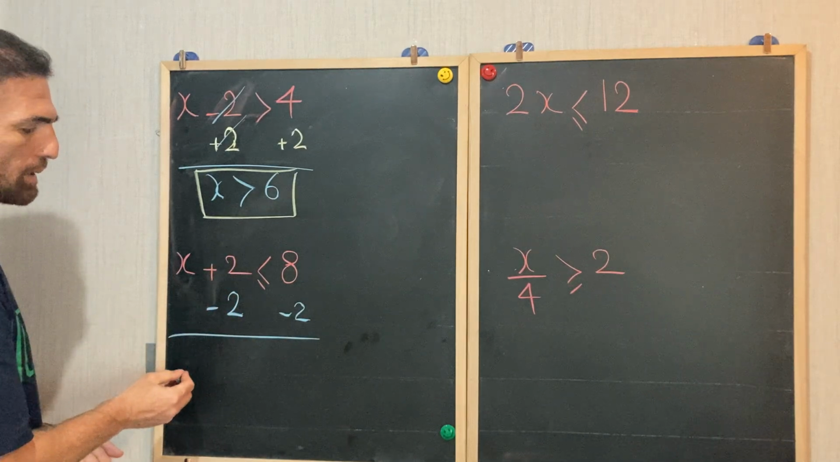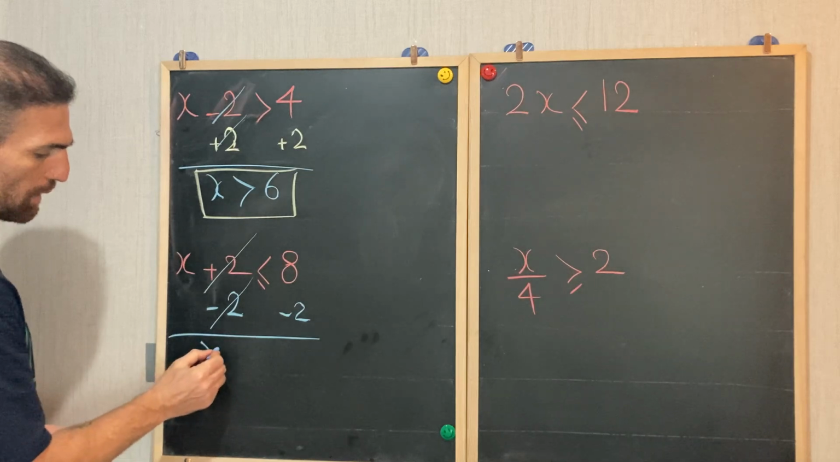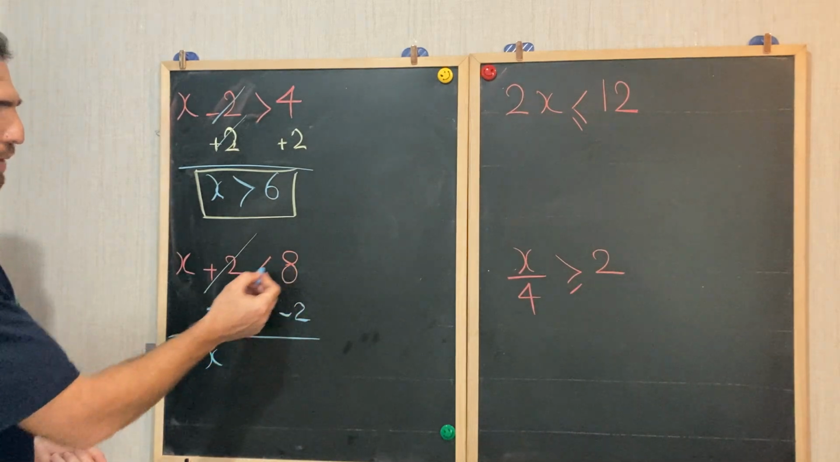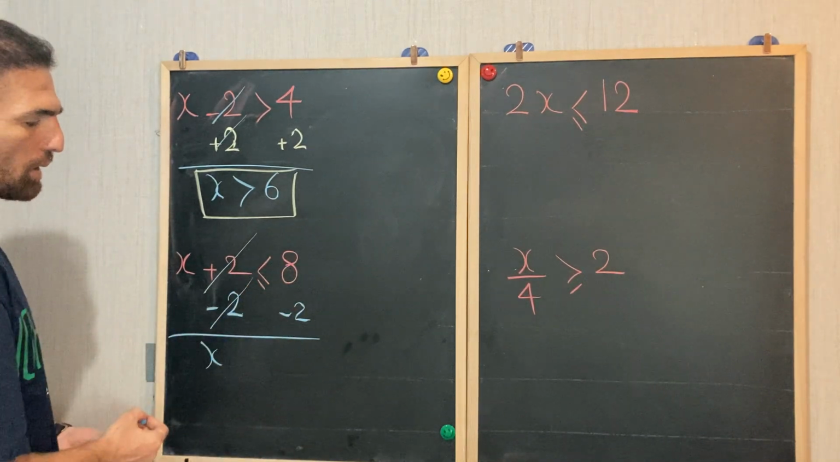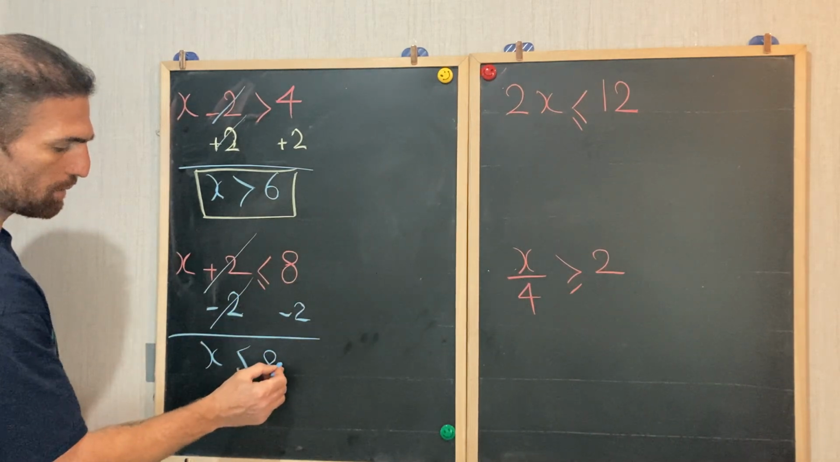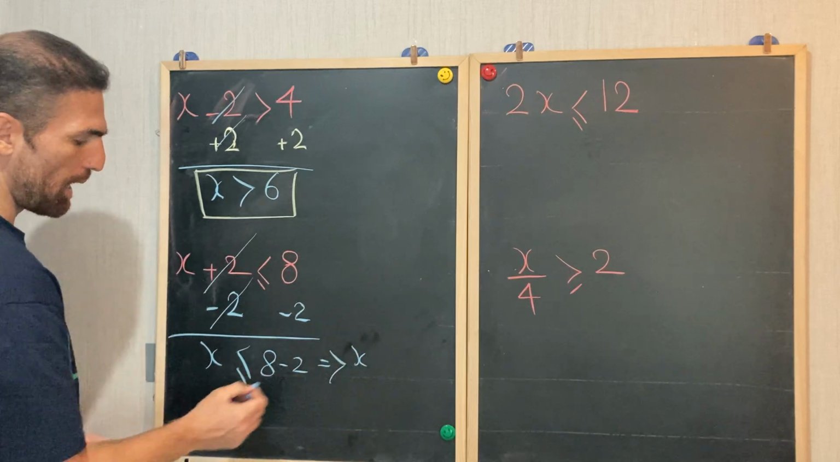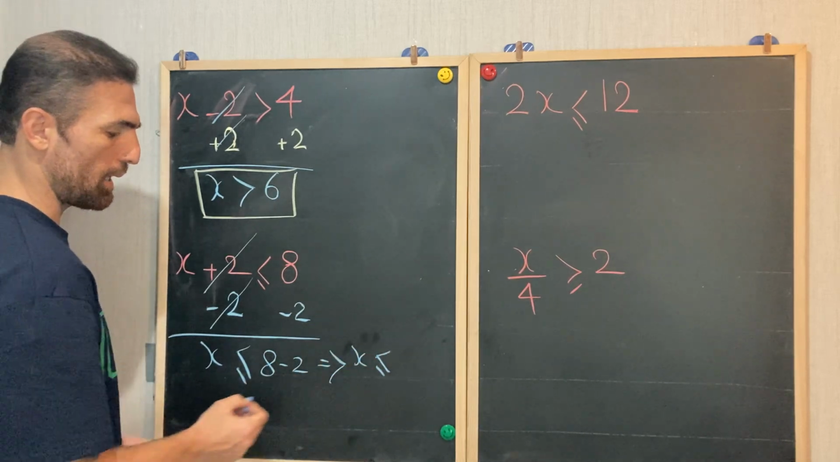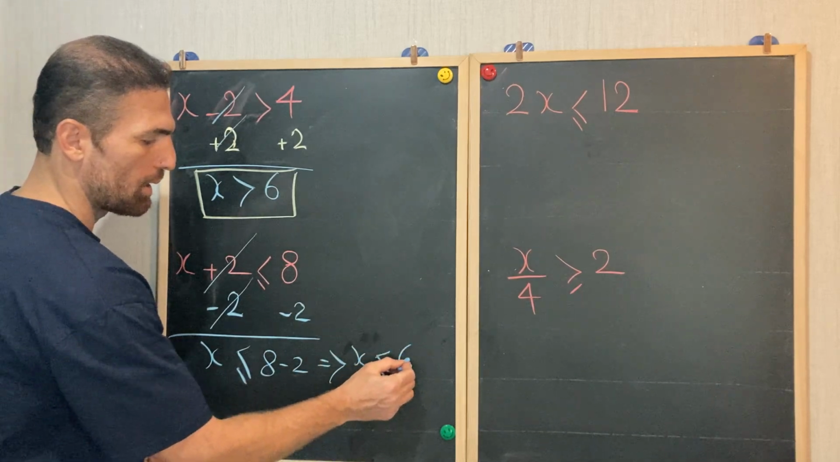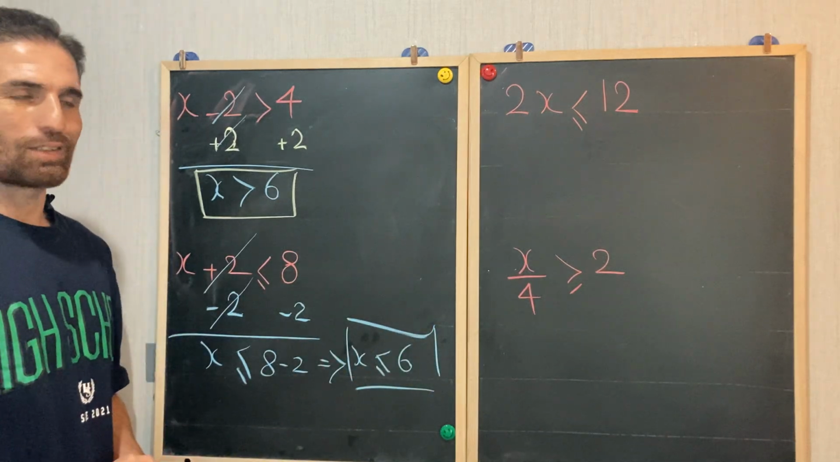Plus 2 minus 2 cancel out. Left side, it's gonna be x. Right side, 8 minus 2. And the result, x is less than or equal to 6. And this is our solution.